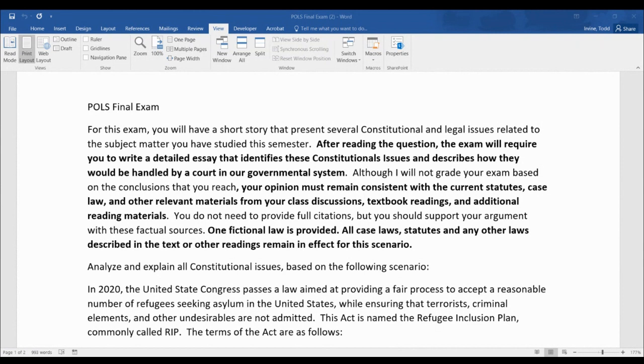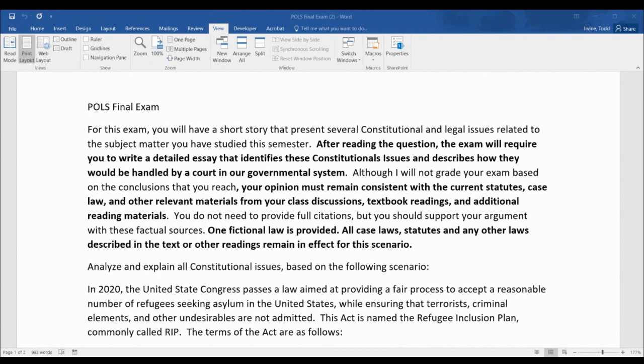All right. Picking up from there. Note, I will not grade your exam based on the conclusions that you reach per se. However, and you see this is in bold, so it's important: your opinion must remain consistent with the current statutes, case law, and other relevant materials from your class discussion, your textbook readings, and additional reading materials.